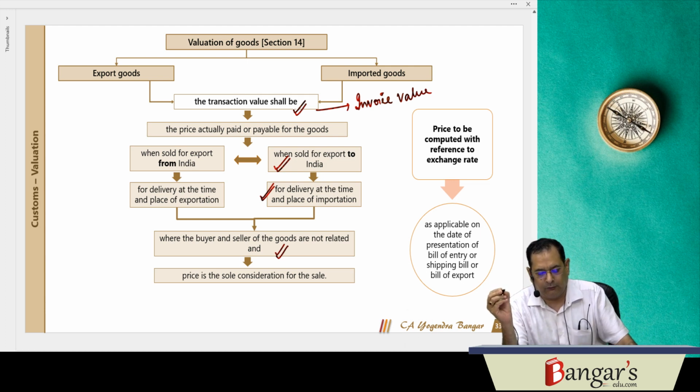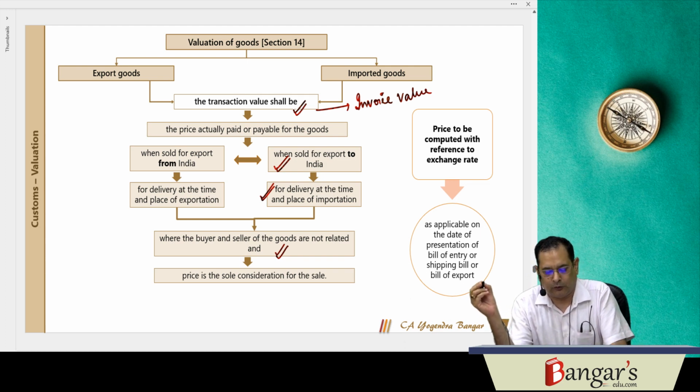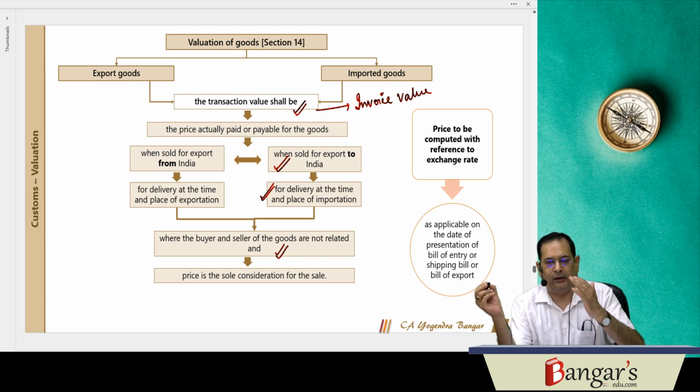So fundamentally, what is the value? The value is the transaction value, it is the invoice value, that is the price actually paid or payable for the goods when sold for export to India for delivery at the time and place of importation, where the buyer and seller must not be related, and the price is what? The sole consideration for sale.